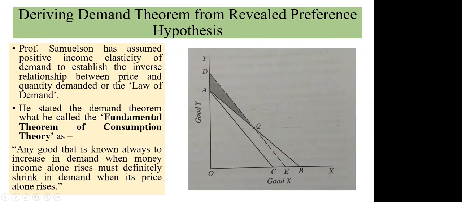Even after giving him the cash grant, he is purchasing the same amount or a reduced amount of good X. So if that particular amount is taken back, he will definitely buy less and less of good X because of the increase in the price. From this, we can conclude that we are able to derive the demand theorem, which says that when the price of a particular commodity increases, the quantity demanded of that commodity will decrease. With this, I conclude the lecture on these three topics.